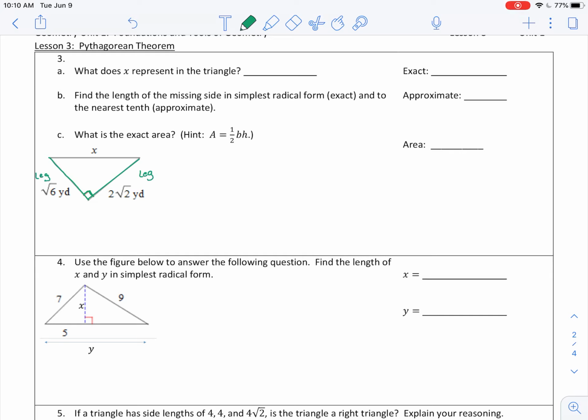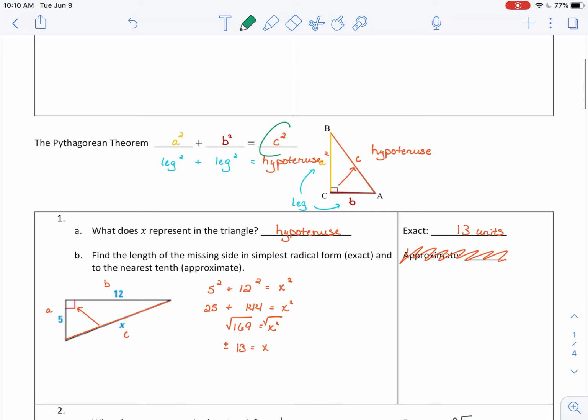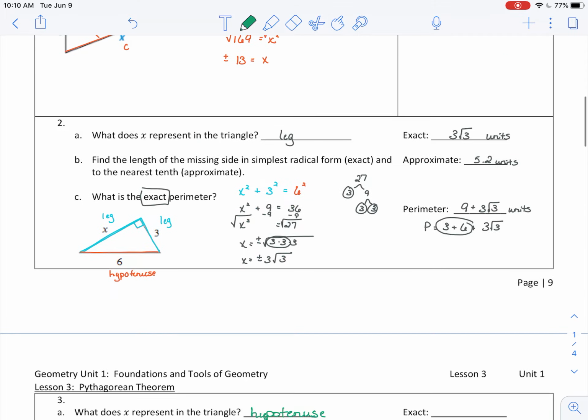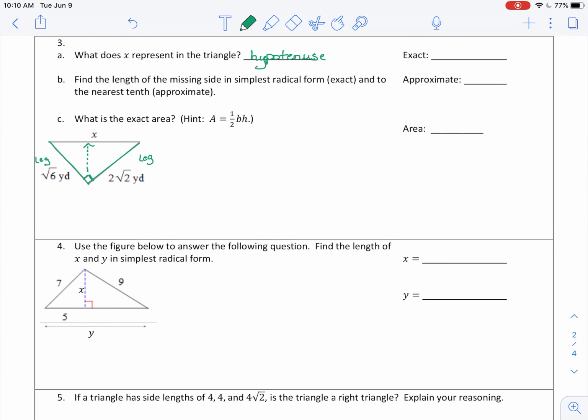The side that I did not just identify, the side that's across from the right angle, that's the hypotenuse, which is what x is. So if you are finding the hypotenuse, you are finding the c portion of that Pythagorean theorem. A squared plus b squared equals c squared, where a and b are the legs. So that's what I'm going to do.